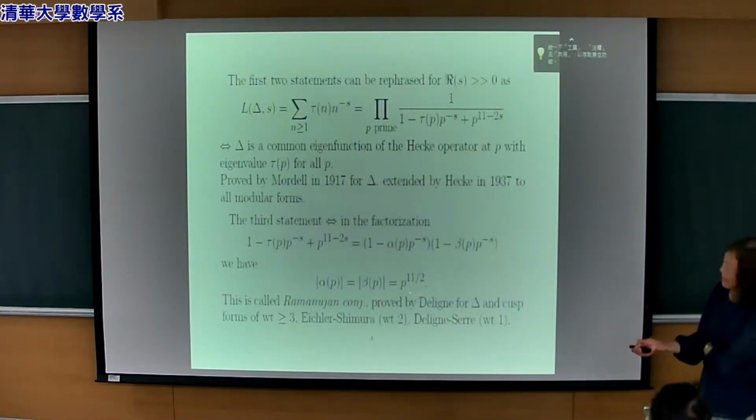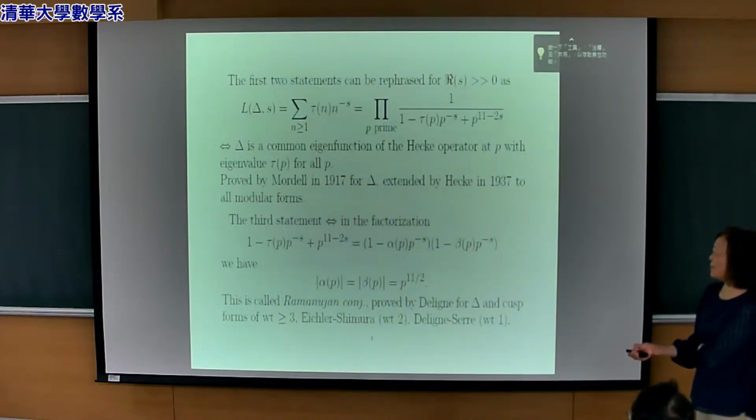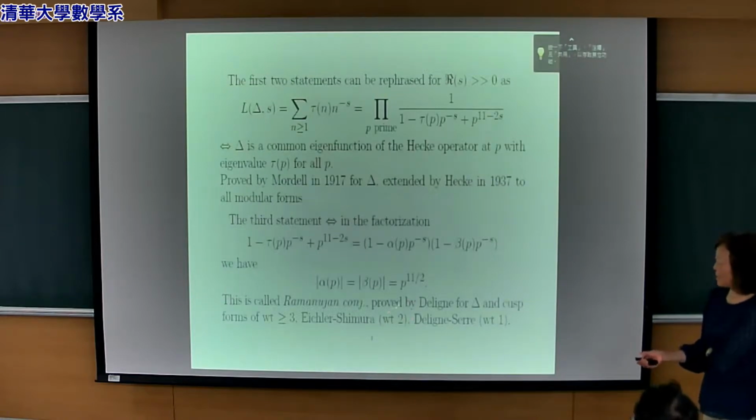And then Langlands reinterpreted the modular forms in terms of representations of GL2 over Q. So when you see the modular forms from the viewpoint of representations, then one can also generalize the Ramanujan conjecture.